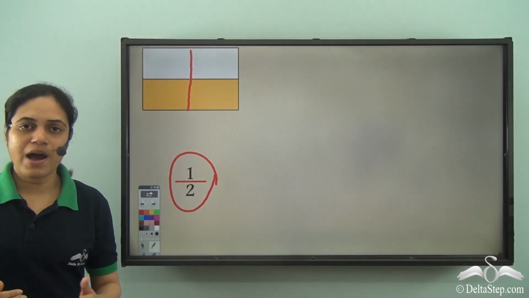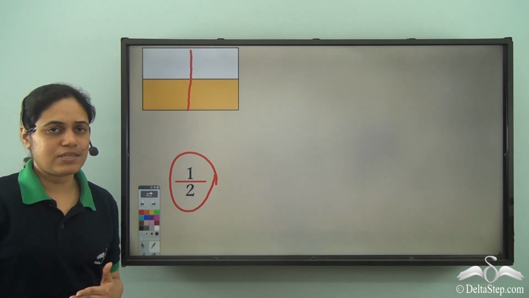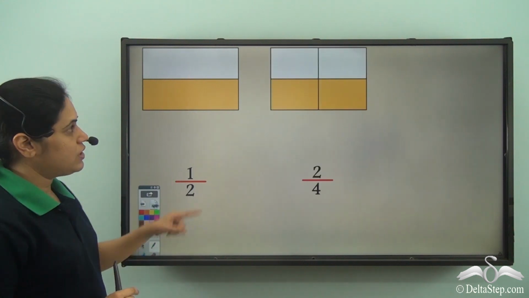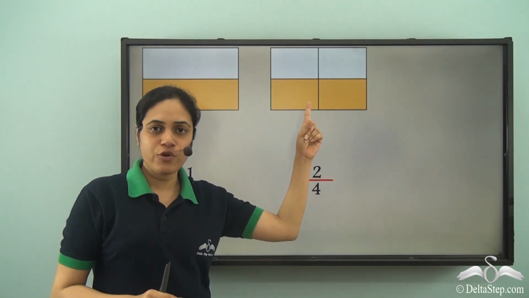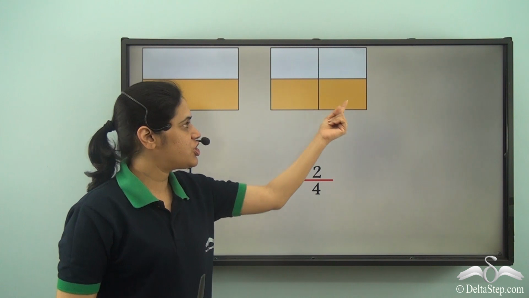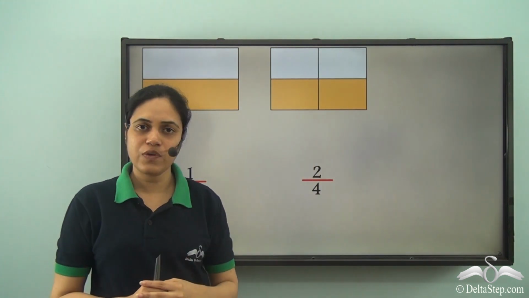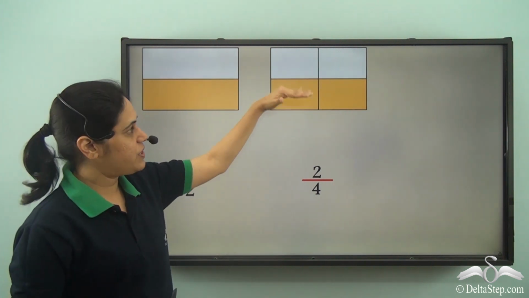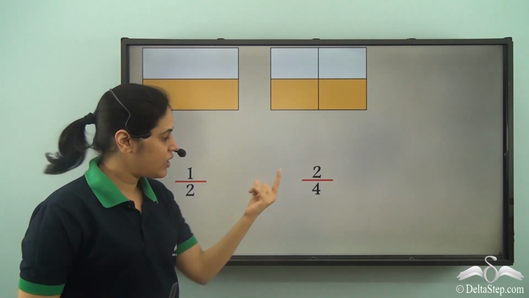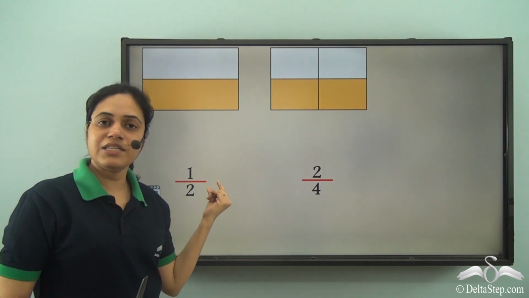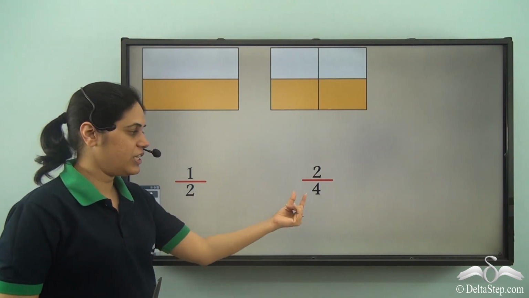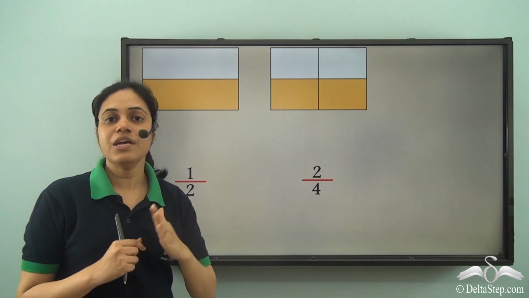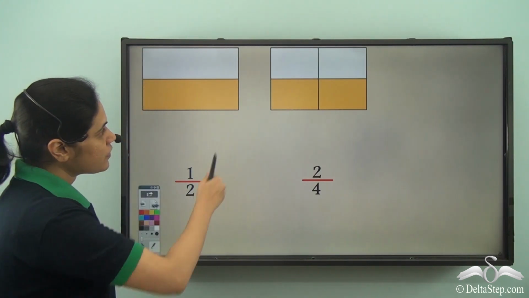Now what if I divide each part into 2 parts? That is, there are a total of 4 equal parts now, and the shaded area is 2 out of 4 equal parts. These two represent the same thing. They represent the same shaded area, but we see that the numerator and denominator of these two fractions are different. So I can say that these are equivalent fractions.